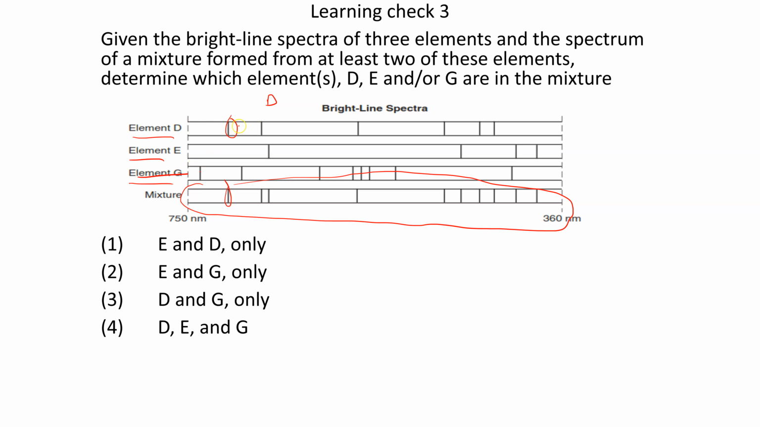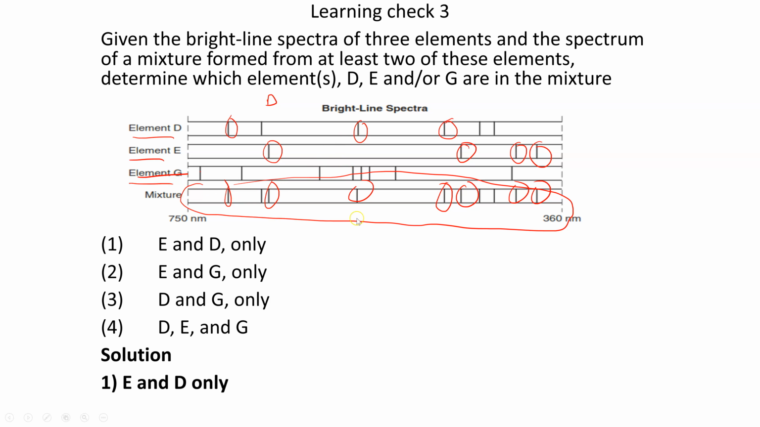So D definitely is. Question is, is E in it? Well, you see how there's a pattern right there. See right there. Matches up, right? So D is in it as well. And here's E right there, there, and you can see right there, there, and there. So the elements that make up this particular substance are going to be D and E, which is going to be the first one. And that's how you use the emission spectrum data to identify what elements are in the mixture.